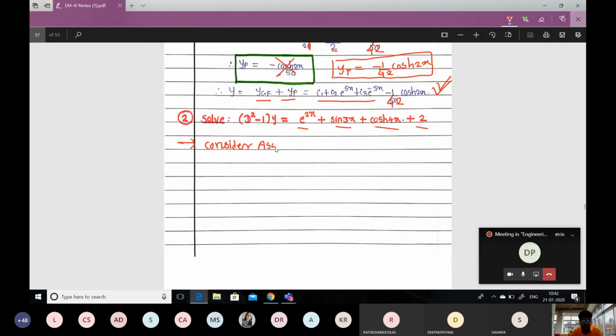the associated homogeneous differential equation. So this is simply what? D square minus 1 times y equal to 0. And the auxiliary equation is D square minus 1 equal to 0. That will give us D equal to plus minus 1. Okay, and therefore YCF is equal to C1 e to the power x plus C2 e to the power minus x.